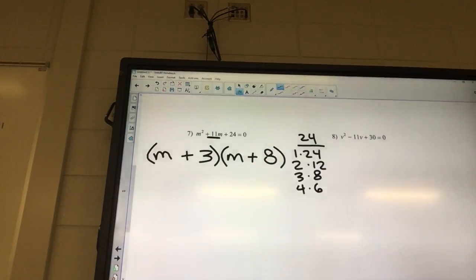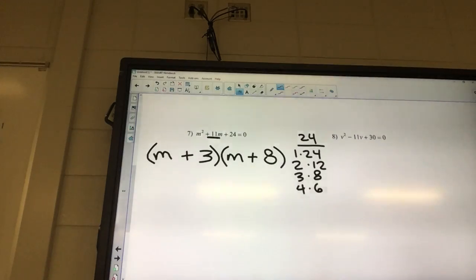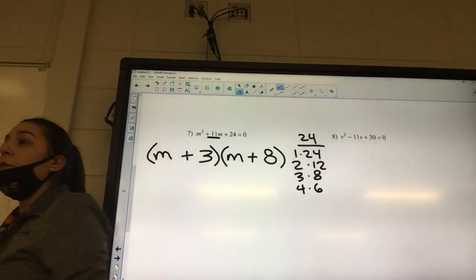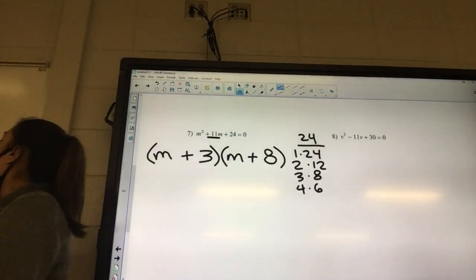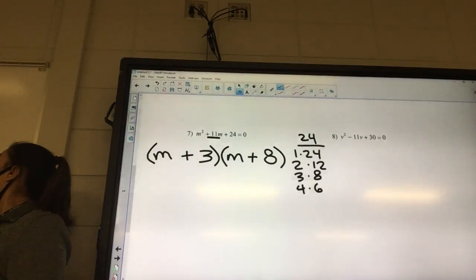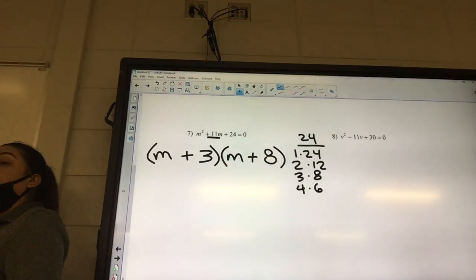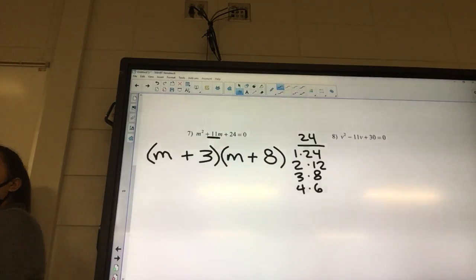Okay, somewhere on your paper, actually on the front of your paper, I want you to write this, because some of you guys are going to need it today. Here are your 4 options: plus plus, plus minus, minus plus, or minus minus. So I could have plus 3 plus 8, plus 3 minus 8, minus 3 plus 8, or minus 3 minus 8. You're going to need that chart probably today.